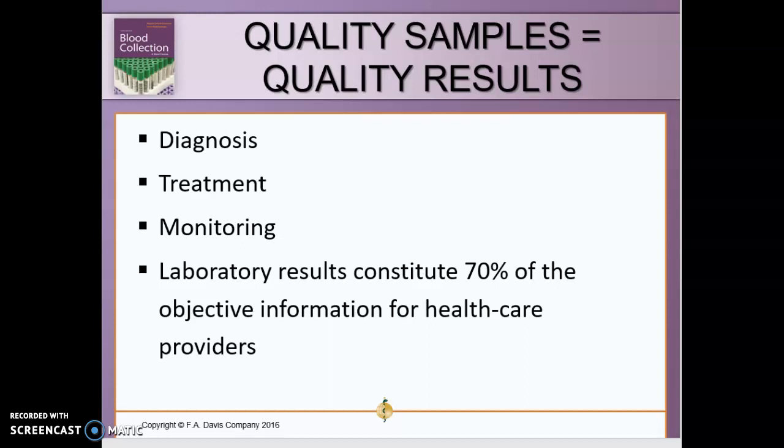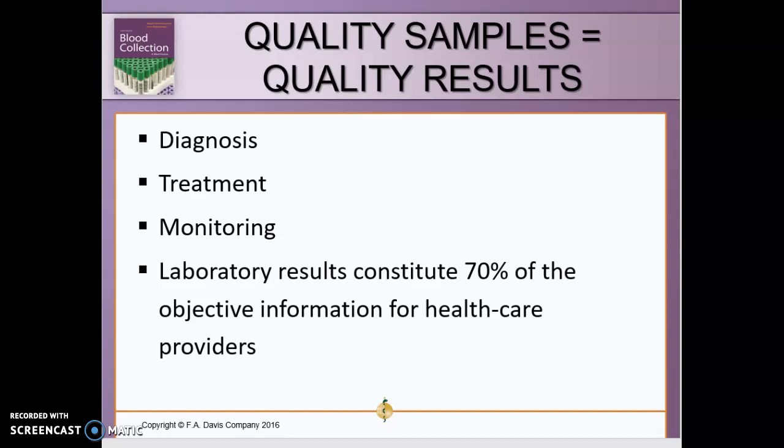One thing that I want you guys to pay attention to, whenever we're collecting labs, we discuss the pre-examination variables and the phases and the different things that can affect a patient's lab results. This plays into the quality samples equals quality results.